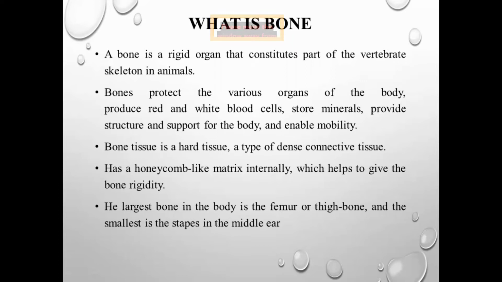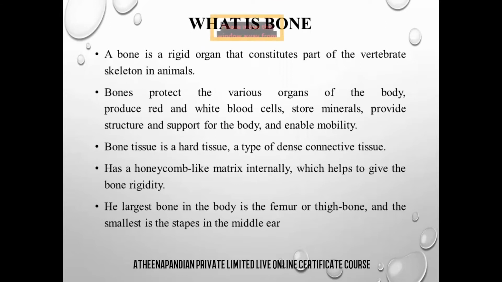Okay, now you have seen the whole skeleton system. Now we are going to discuss the simpler part of the skeleton system, which is the bone. The different types of bones combine or join together to form your entire skeletal system. A bone is a rigid organ that constitutes a part of the vertebrate skeleton in animals. Bones protect the various organs of the body, produce red blood cells and white blood cells, and store minerals, which provide structural support for the body and enable mobility. So the functions we have seen for the skeletal system are the same functions provided by the bone also.